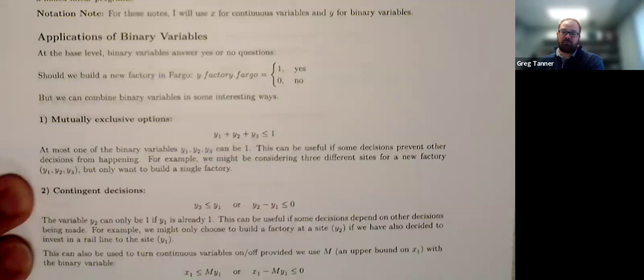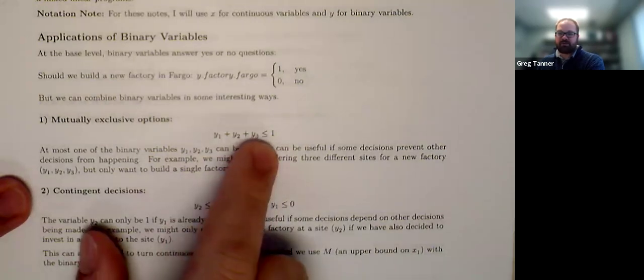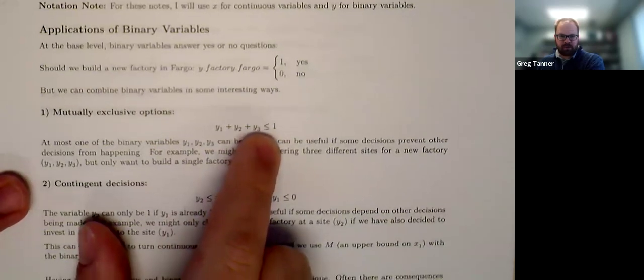Or maybe you want to allow up to 2 factories, right? You can say less than or equal to 2. But essentially, when you've got binary variables and you add them up, you're saying how many yeses do I have? Okay. And so this limits the number of yeses that you can have, in this case, to at most 1.